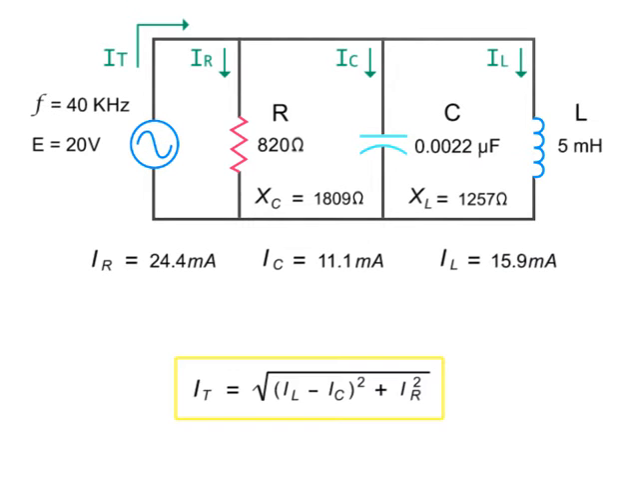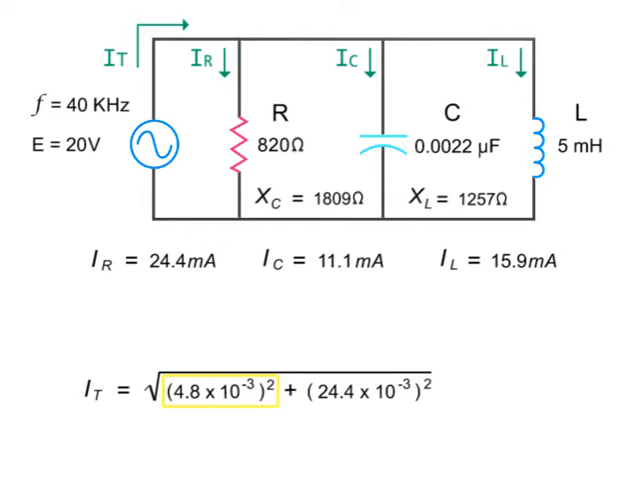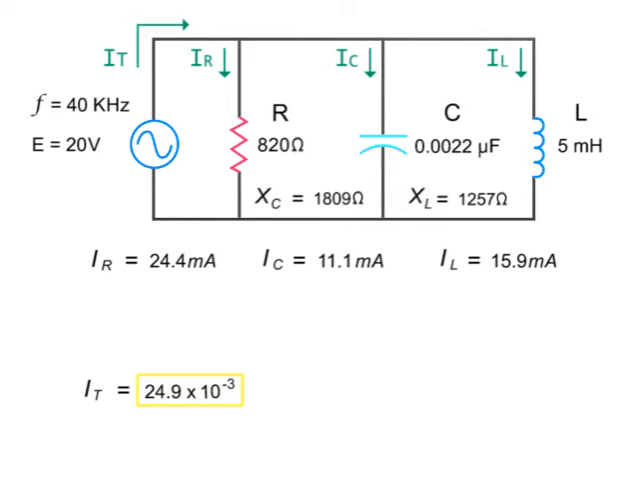To calculate the total current through a parallel circuit, take the square root of the current through the inductor minus the current through the capacitor, squared, plus the current through the resistor squared. Thus, taking the square root of 15.9 milliamps minus 11.1 milliamps squared plus 24.4 milliamps squared gives a total current of 24.9 milliamps.